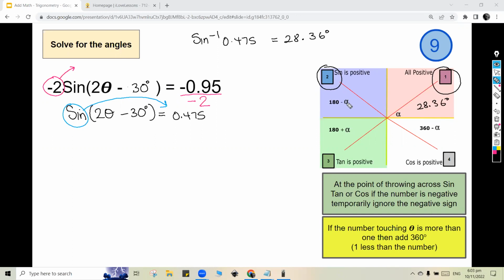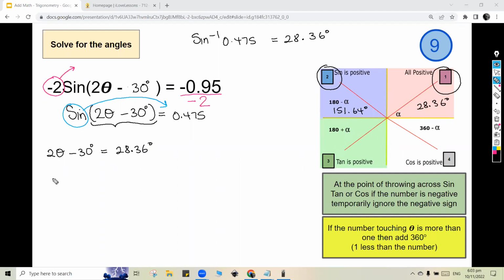And then we have to minus the answer from 180. So 180 minus 28.36, our second answer is 151.64 degrees. Great. So make sure you're seeing that. But remember, those two answers are equal to what? 2 theta. So 2 theta minus 30 degrees is equal to how much?